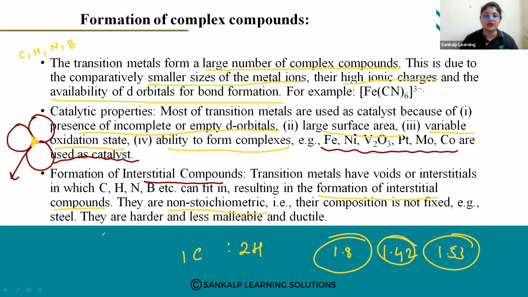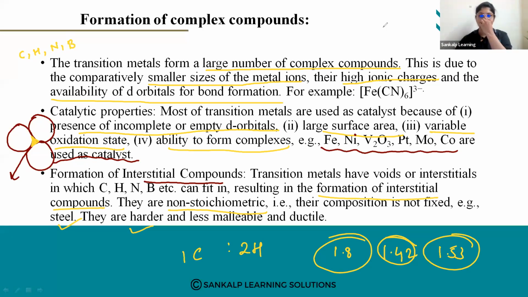For example, steel. When you are making up the steel compound, the ratio is not fixed. Steels are harder, but they are less malleable and ductile. So these are some of the 3 points.